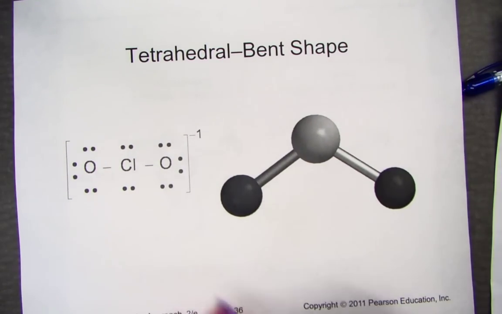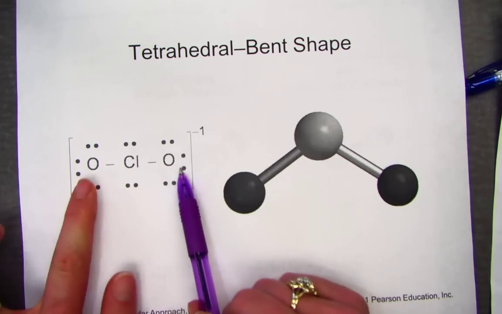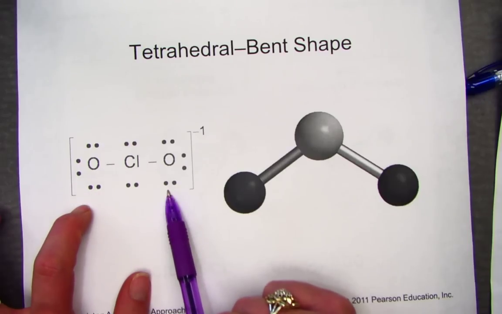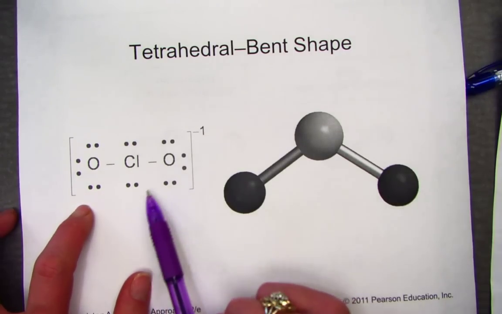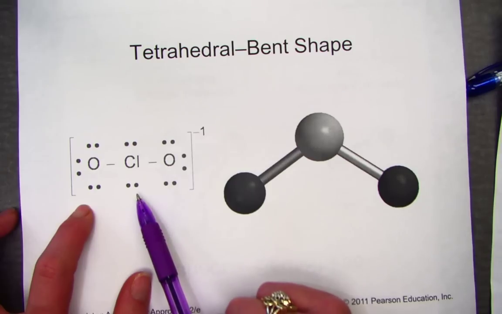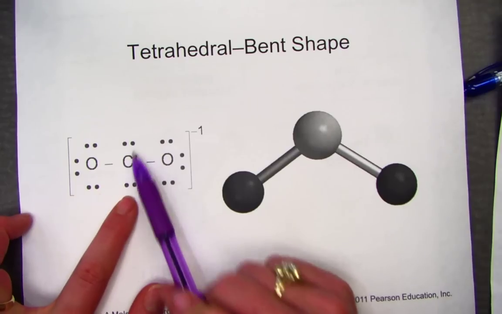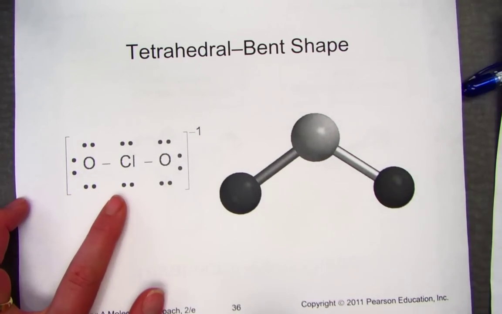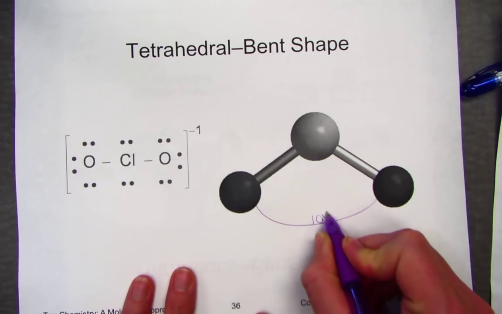Again, same picture, different example other than water. Here's chlorine hooked to 2 oxygens, carrying a -1 charge. This is a polyatomic ion called chlorite. ClO2⁻ is chlorite. 4 electron domains, 2 are bonded, 2 are not bonded. We create a bent molecule. Expected bond angle, 104.5 between the oxygens.